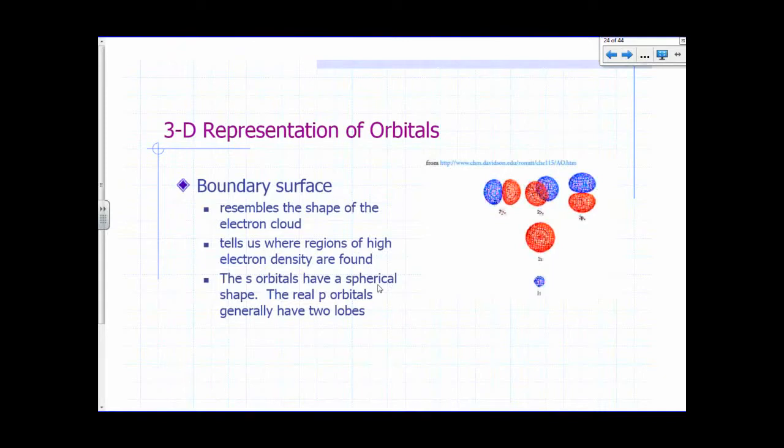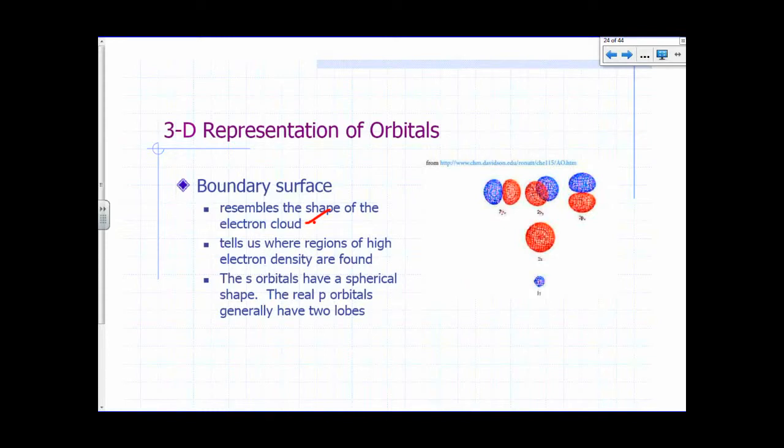You can also use what's called a boundary surface representation. The boundary surface actually resembles the shape of the electron cloud, and it tells us regions around the nucleus where the electron density is high, the probability of finding the electron is high. Every point on that surface represents the same probability.